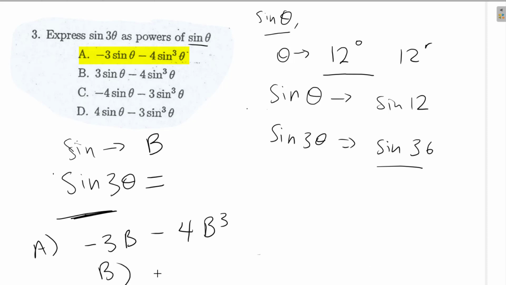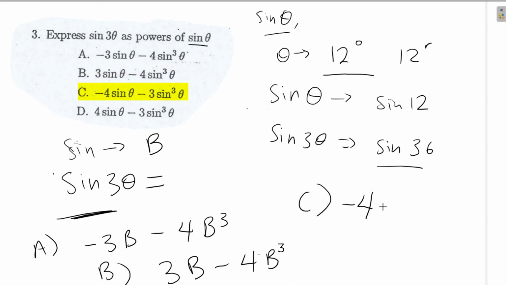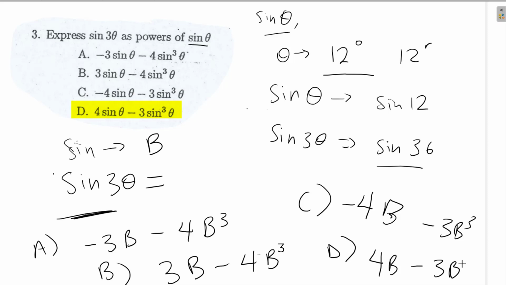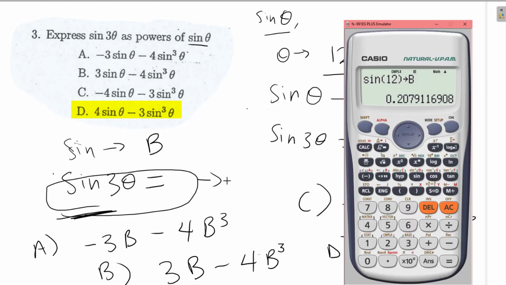Option B is 3b minus 4b cubed. Option C is negative 4b minus 3b cubed. And then option D is 4b minus 3b cubed. So we know sine 3 theta has been stored in variable A. I can quickly recall A by pressing A, enter. So you can write this on your answer sheet somewhere: 0.5877.